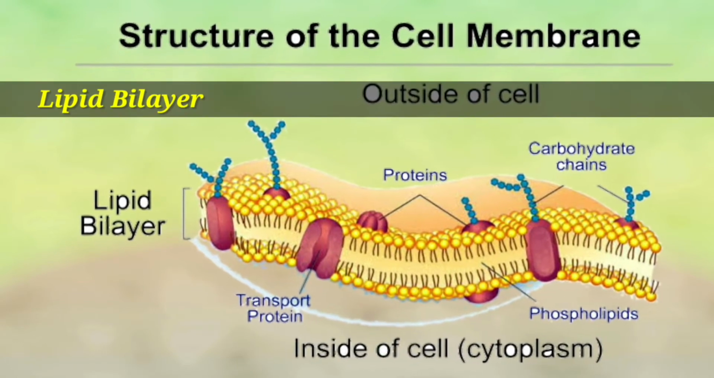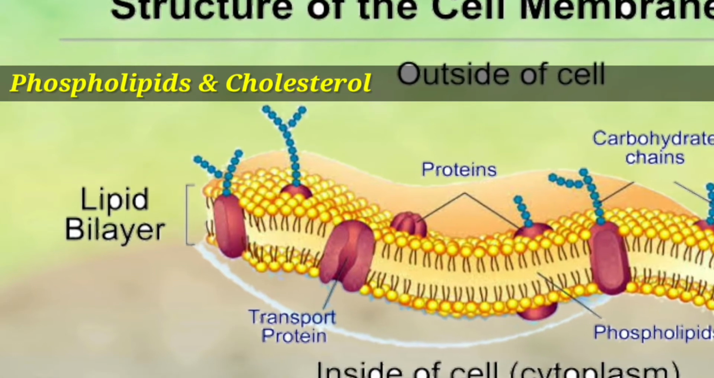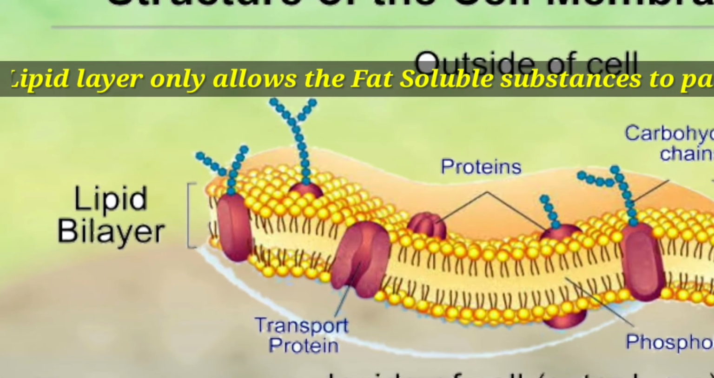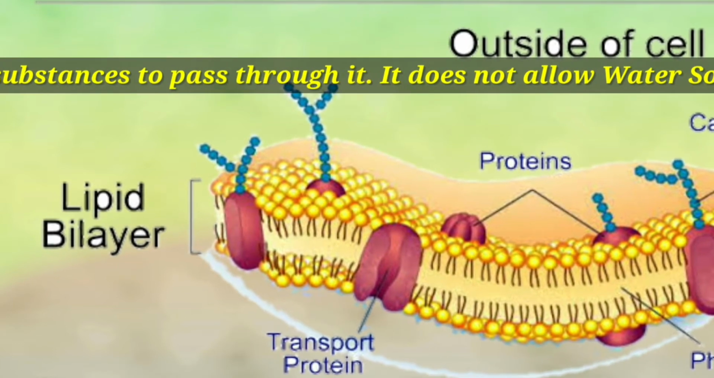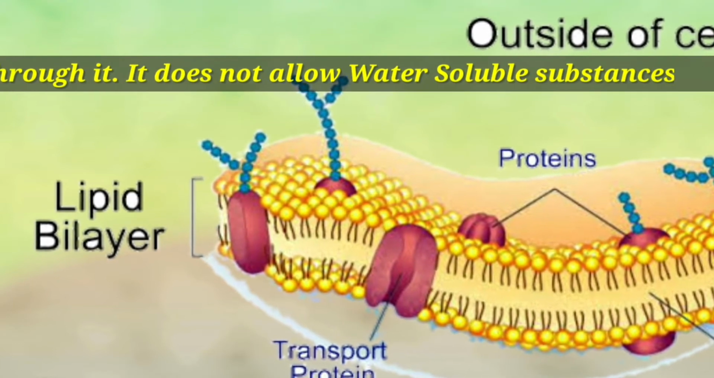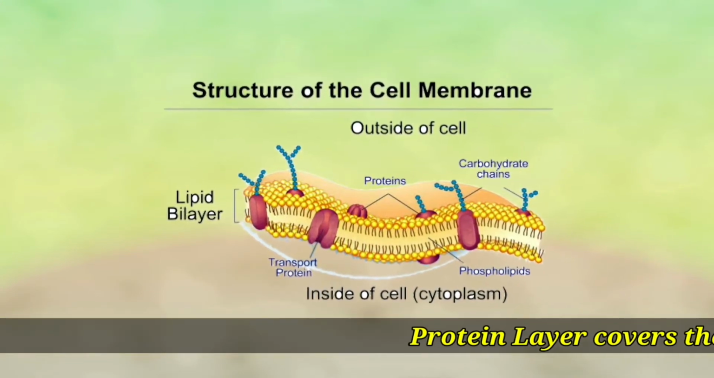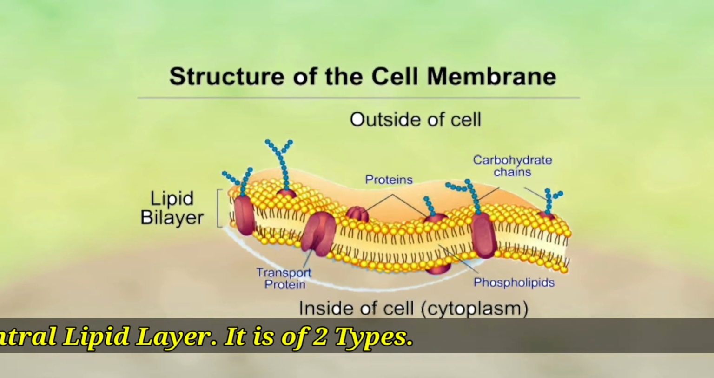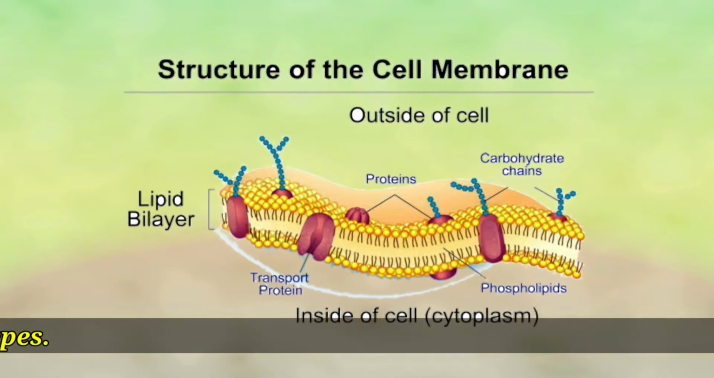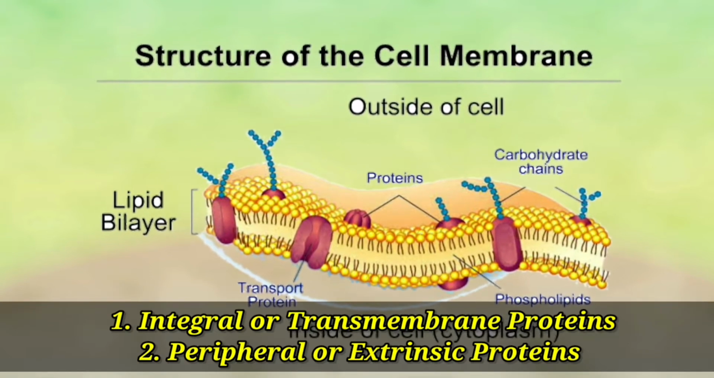First of all, there is lipid bilayer in the cell membrane which is having phospholipid and cholesterol. This lipid layer only allows fat soluble substances to pass through it like oxygen, carbon dioxide and alcohol. It does not allow the water soluble elements. Now we are moving to protein layer. Protein layer covers the two surfaces of central lipid layer. It is of two types, integral or transmembrane proteins, peripheral or extrinsic proteins.